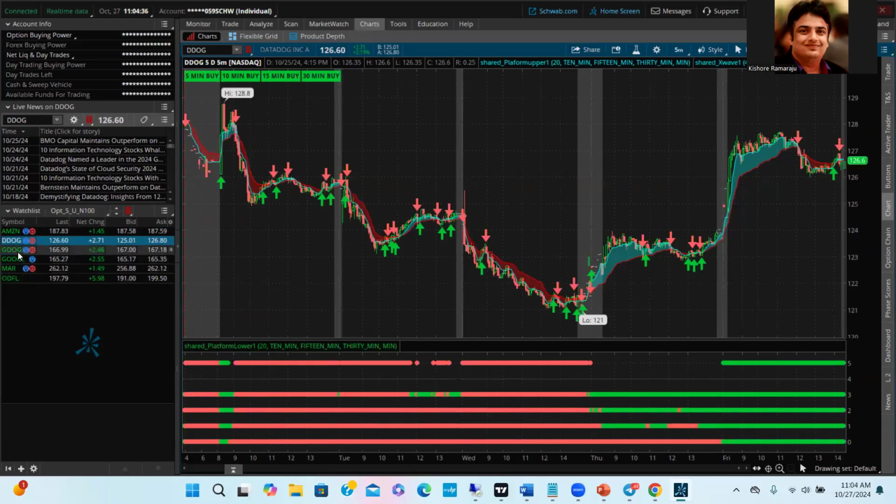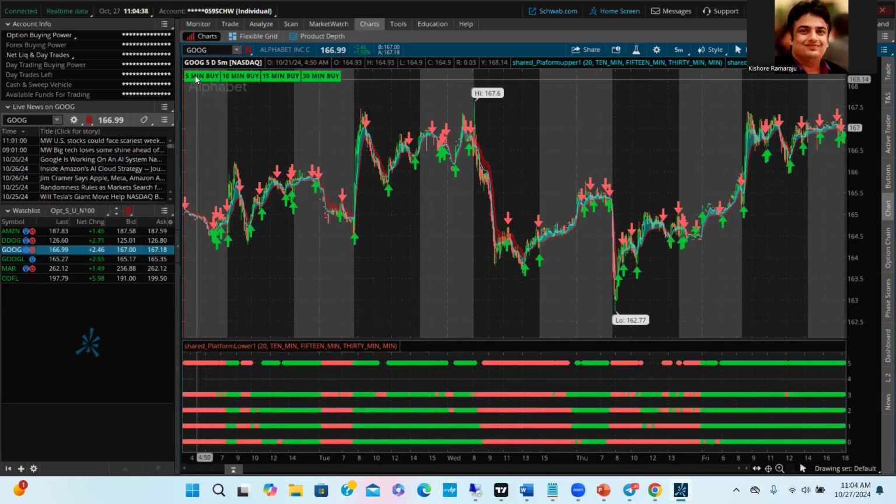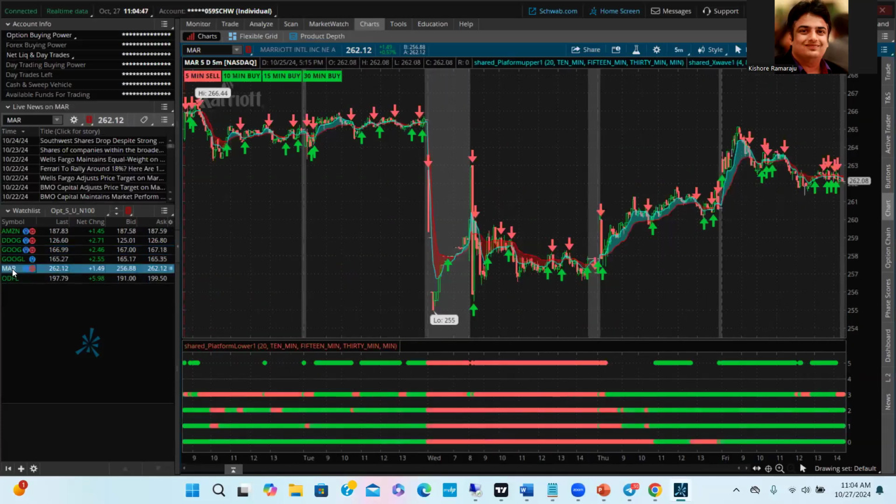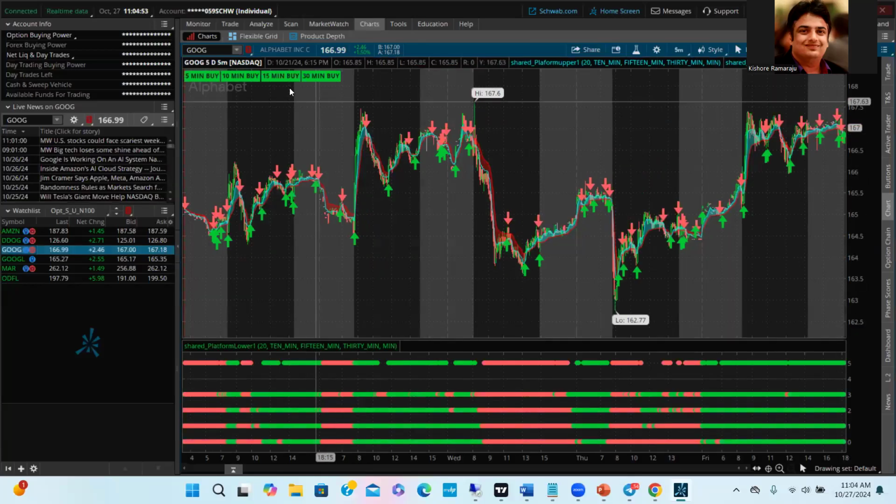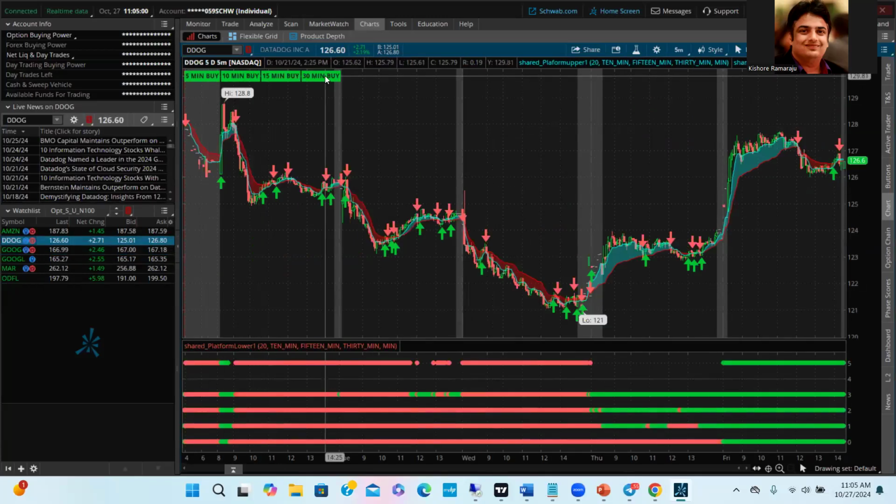Or let us take the example of Google. Everything is green. That means it is a bullish stock, in a bullish trend, right? Or MAR 10, 15, 30, everything is green. So I can use it, right? Google looks like a good opportunity, or DDOG looks like a good opportunity, right? So that is one way.